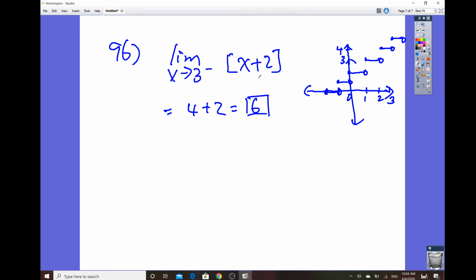So this one is number 96. Wait, hold on a second. Did I write down the problem incorrectly? Let me double check this. 96. Oh, it's -3. Excuse me. Sorry about that. x approaches -3 from the left-hand side. -3, so here's -2. So -3, then that'll be down here. Okay, sorry about that. Let me just restart with this one here.